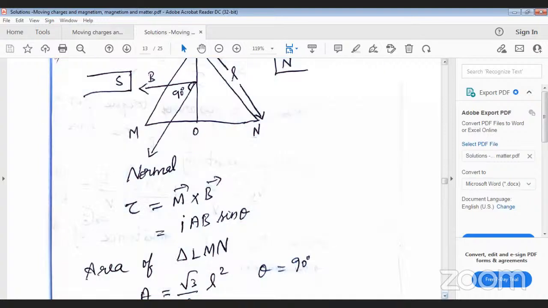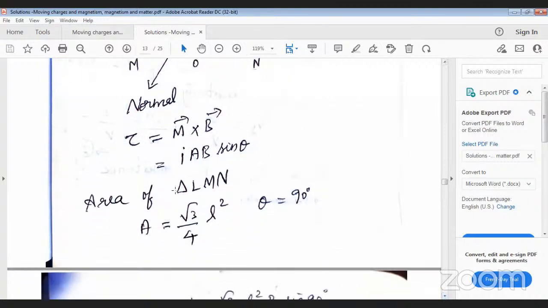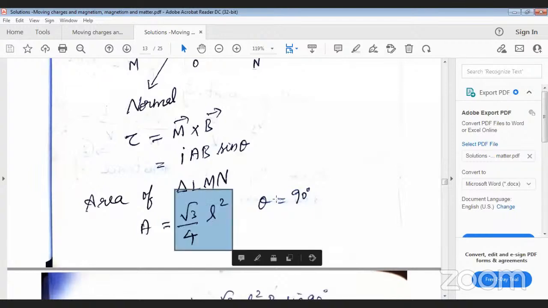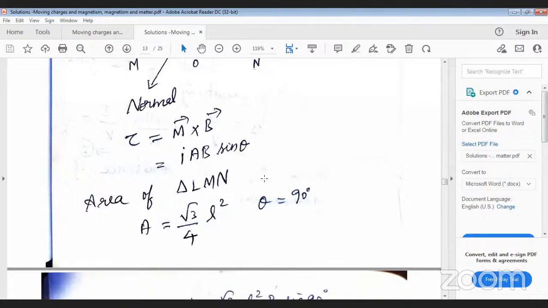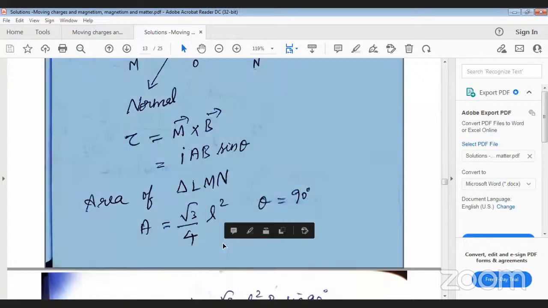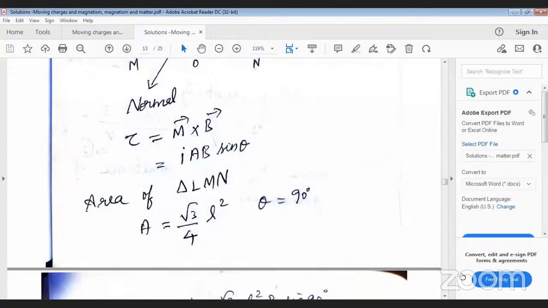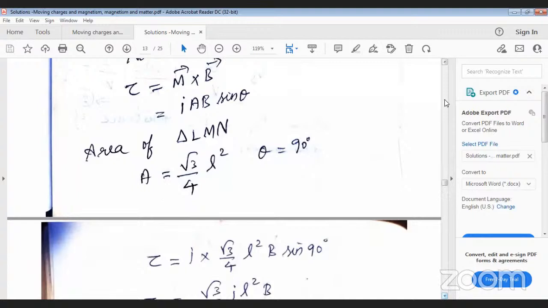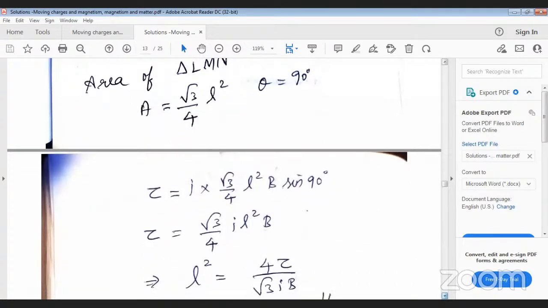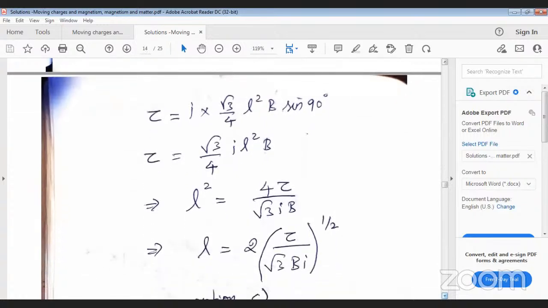Now, what is the area of this triangle? That is root 3 by 4 L square, because the area of an equilateral triangle is given by root 3 by 4 into a square, where a is the side. Instead of side here, we have L as the side, that is L squared, and theta equal to 90 degree. So IAB sin theta becomes I into root 3 by 4 L squared B sin 90 degree. Sin 90 degree value is 1. So tau equal to root 3 by 4 I L squared B.